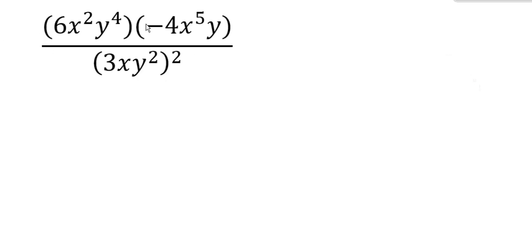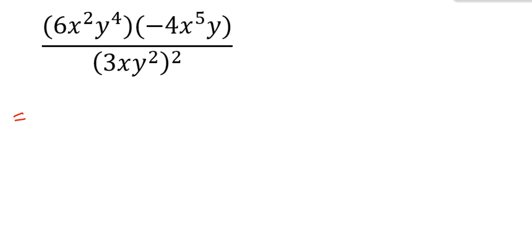So we have a big fraction. Now at the top of the fraction, I have a bracket times a bracket. And you'll notice that neither of those brackets have a big exponent. So the top of the fraction is just multiply the brackets together. The bottom of the fraction is a bracket squared. So I'm just going to square that.